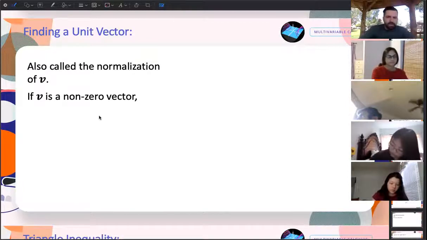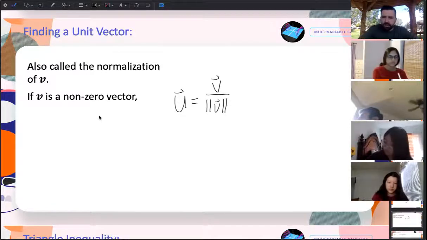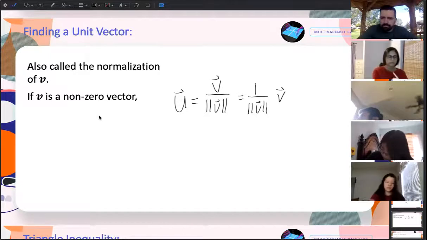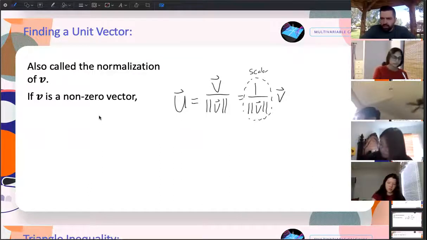All we do is we take the magnitude of v, and we divide v by its own length. That'll give us something with a length of 1, or sometimes you'd see it as 1 over the magnitude of v times the vector v. Remembering that this part is a scalar, it's just a number. So it might end up being half if the length of v was 2. Taking half of it will make the length 1.